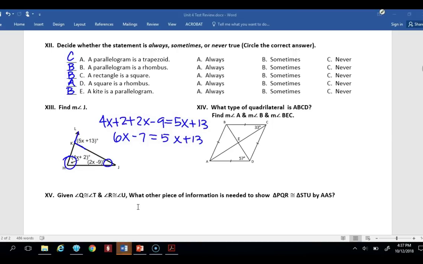Then we're going to start moving our x's to one side. So 6x minus 5x is x, and we're going to add the 7 to both sides. That's x is equal to 20.